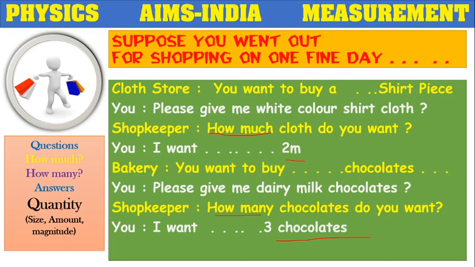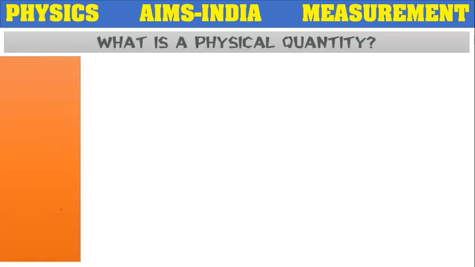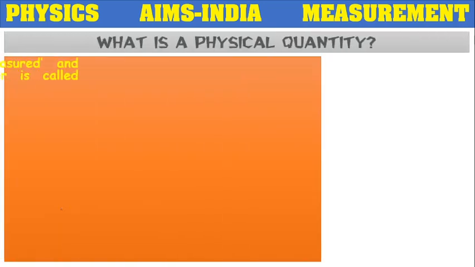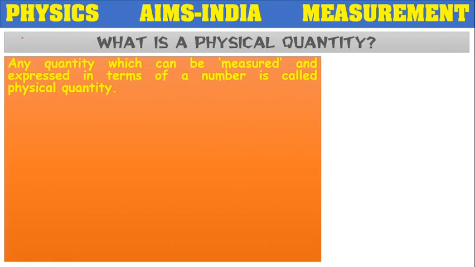So this quantity is a very important term in the topic measurement. Before proceeding further into measurement, first of all we have to understand what a quantity is. So then, what is a physical quantity? Any quantity which can be measured and expressed in terms of number is called a physical quantity.